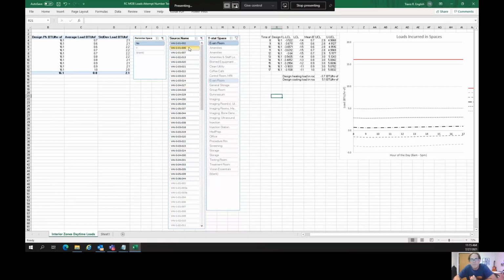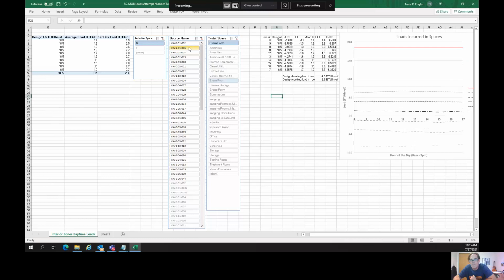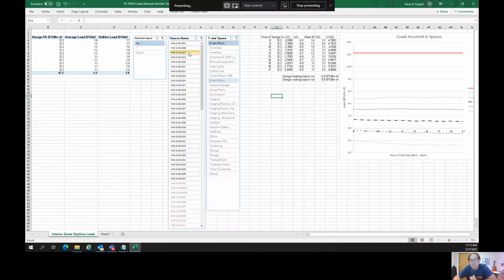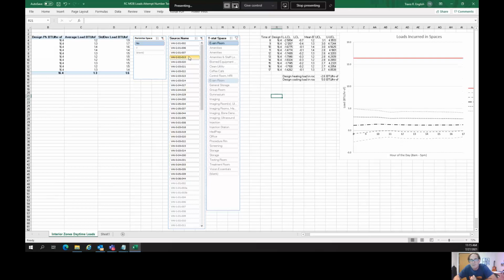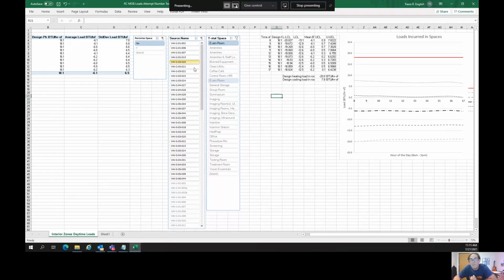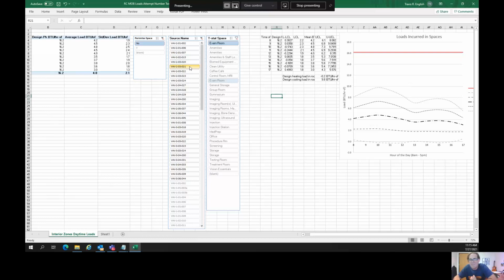That one's 4 and 5. This one is 5 and 7. This one is 3 and 5. This one is 3 and 5. This one is -20. This one has some real heating hours that happen there, right? And some big cooling hours too. This one looks like it has some real cooling load, gets up to 10.